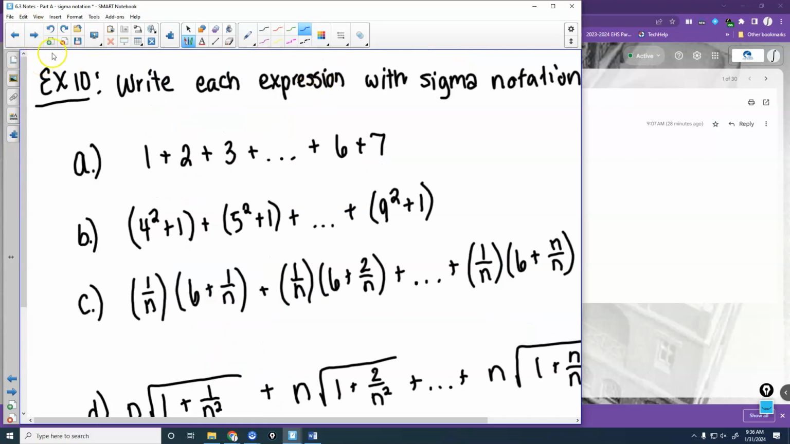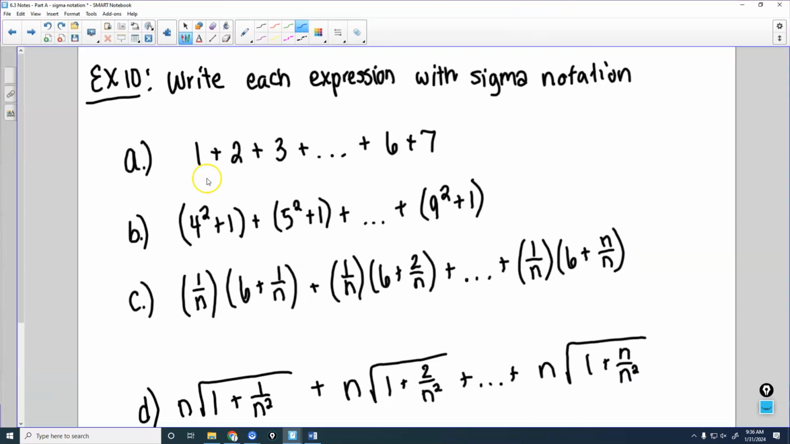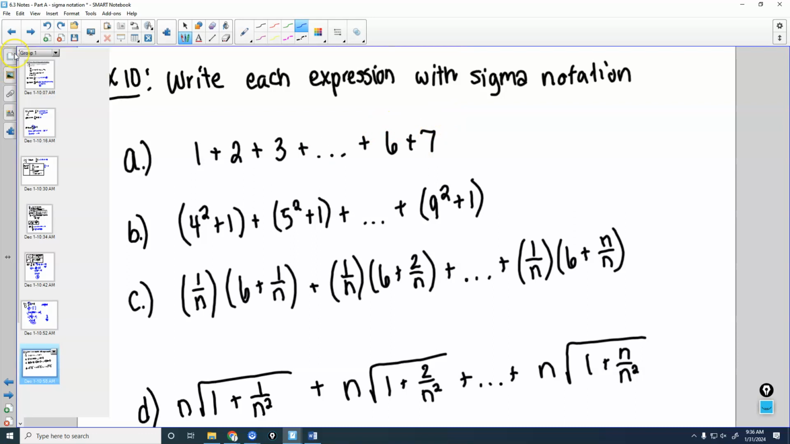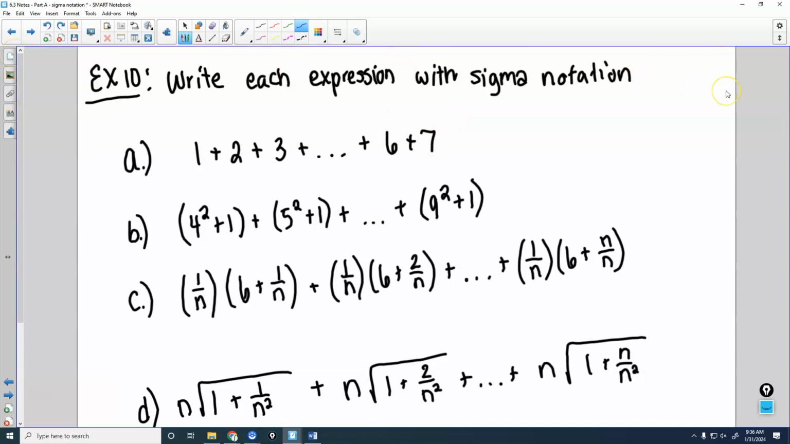All right. One other thing you're going to be asked to do on your assignment is write expressions with sigma notation. So you'll be asked to figure some of them out, and you'll be asked to write some with sigma notation. So if I see 1 plus 2 plus 3 plus dot, dot, dot, plus 6 plus 7, I am adding up. What's my start number? 1. What's my end number? 7. What goes here? Just the i.